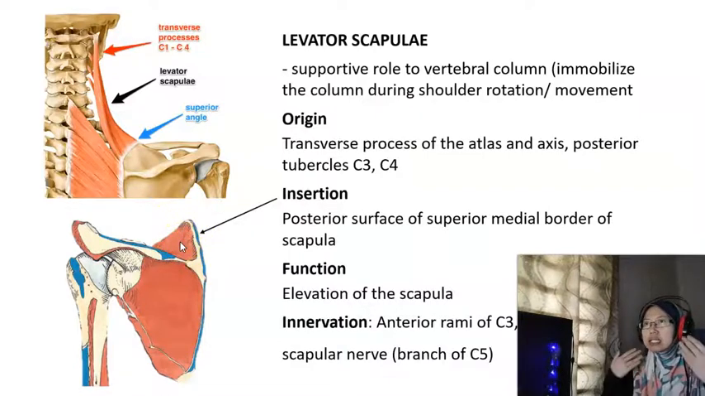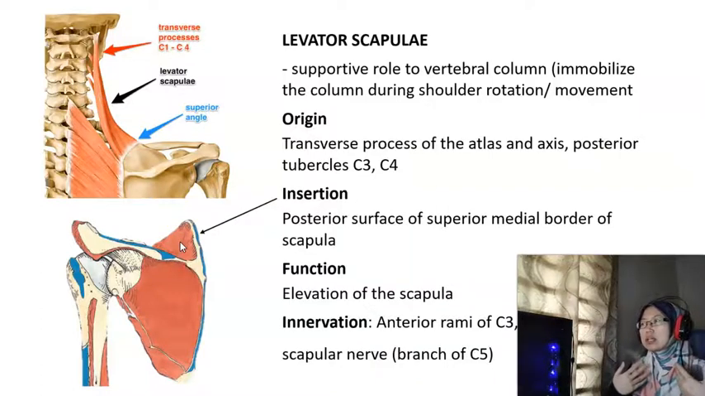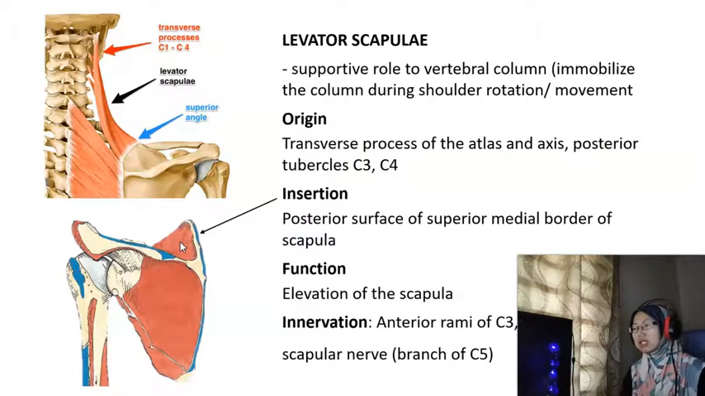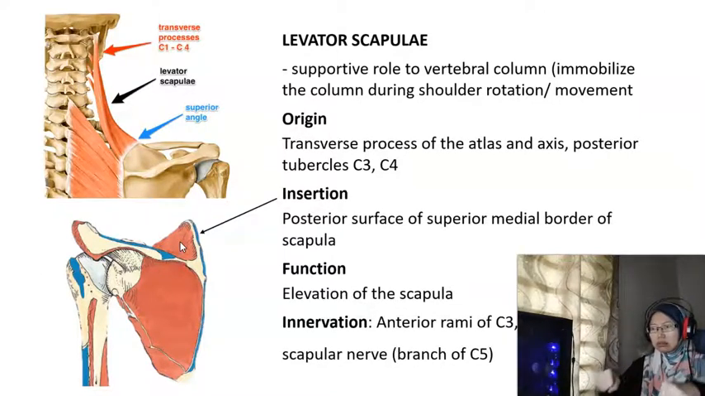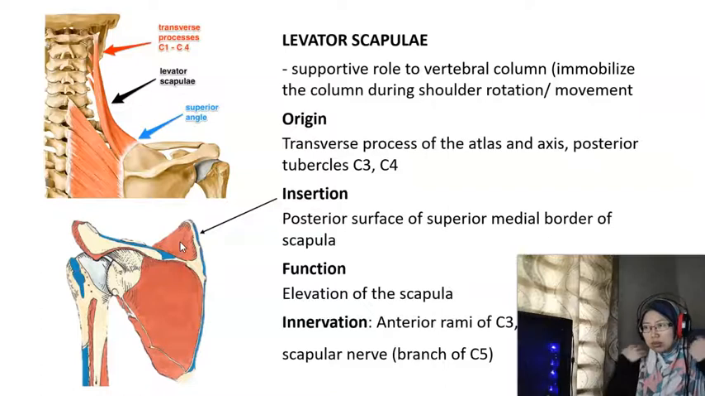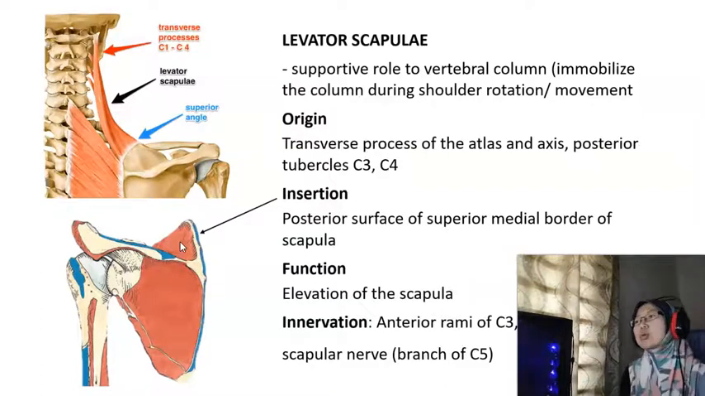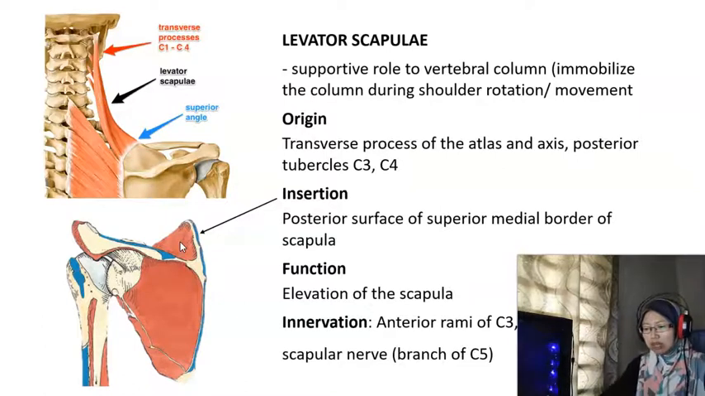Actually, this levator scapulae muscle, if you notice, for a bodybuilder or weightlifter, when they want to lift the weight, even if you go to the gym, when you try to lift up the weight from the floor, you shouldn't turn your head to look at the mirror, you shouldn't do that, because this levator scapulae, when it is in action, immobilizes the cervical column.